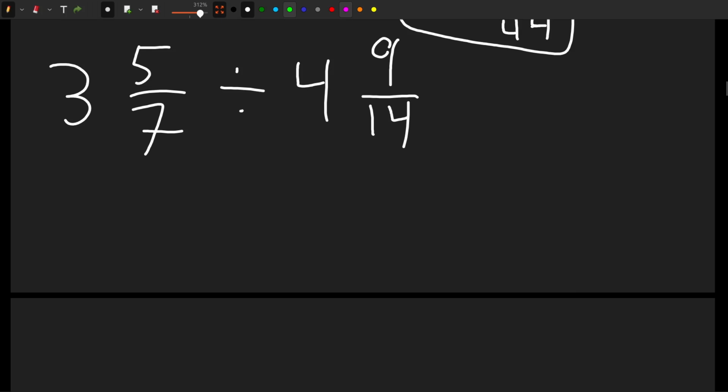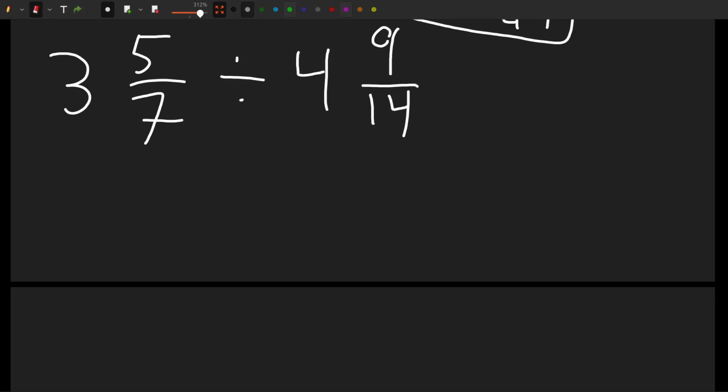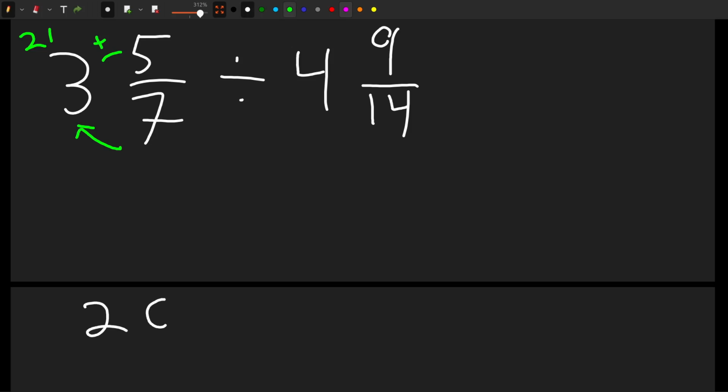On to the last problem. So, for this last problem, we have two mixed numbers, and so now we need to convert them to fractions first, and then take the reciprocal. So I'll start with 7 times 3 gets us to 21. Adding the 5 gets me to 26. So I have 26 on the top over 7. I'm going to keep it as division right now.